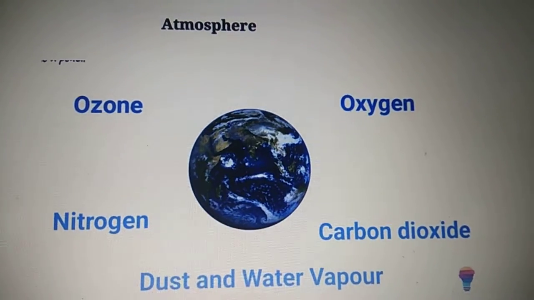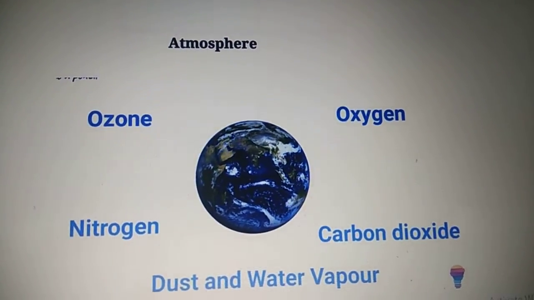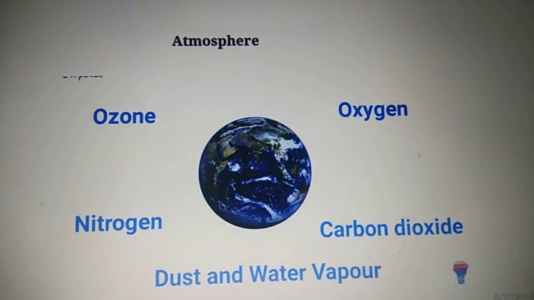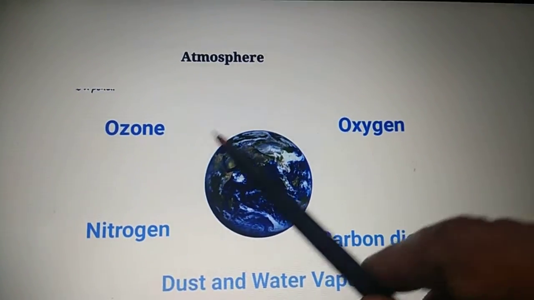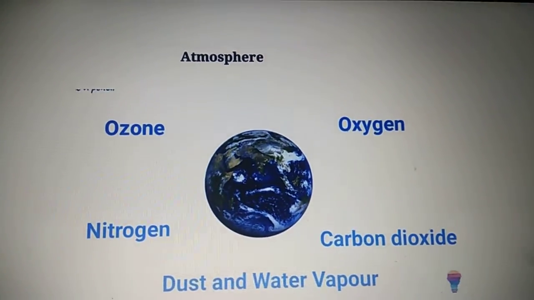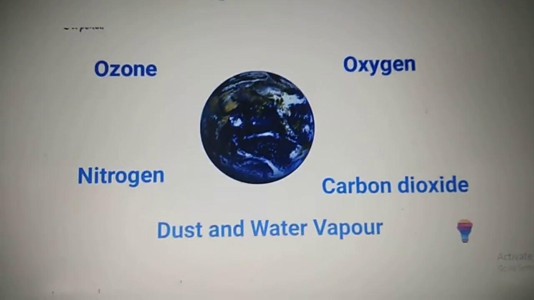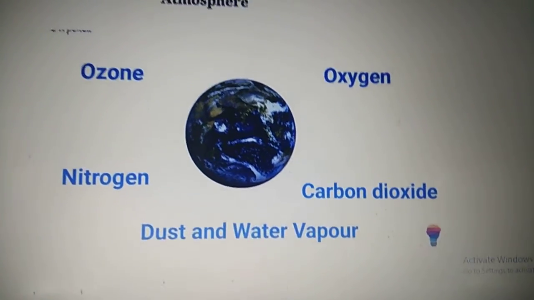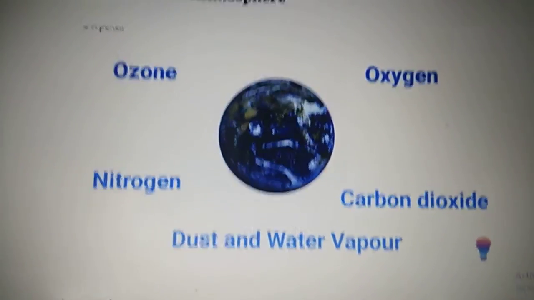Children, the third component of natural environment is atmosphere. Again, it is a free gift given by nature. And what is atmosphere? It is a layer of thin air surrounding the earth. Okay, a thin layer of air which surrounds the earth. And what does it consist of? It consists of various gases like oxygen, nitrogen, carbon dioxide, ozone, dust and water vapor.